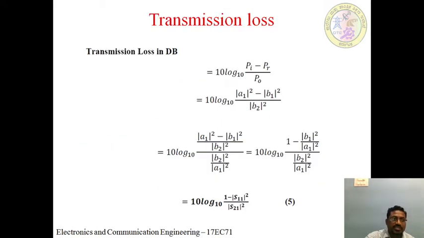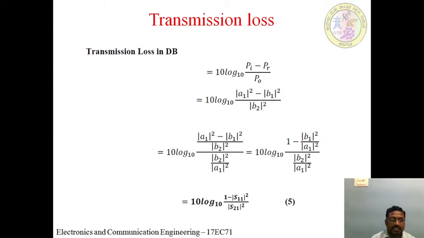The second one is transmission loss. The transmission loss can be defined in terms of dB as 10 log to the base 10 Pi minus Pr divided by P0, where Pi is the incident power, Pr is the reflected power from the network and P0 is the output power. This can also be written as 10 log to the base 10 mod of A1 whole square minus mod of B1 whole square divided by mod of B2 whole square.